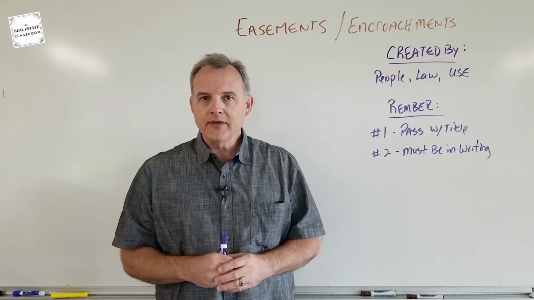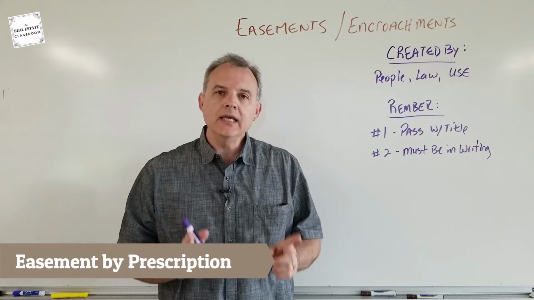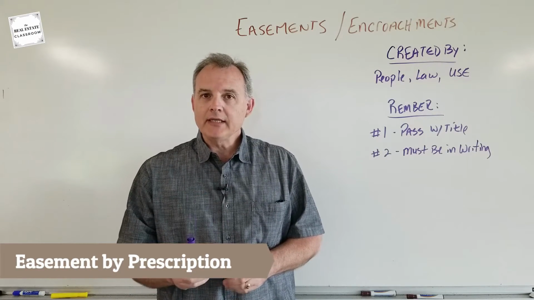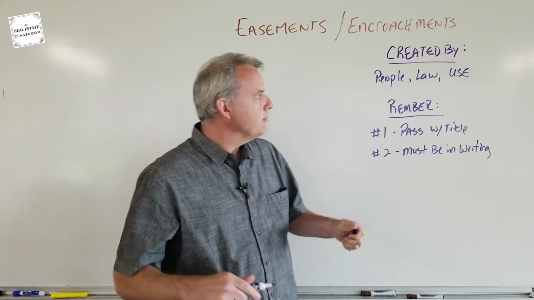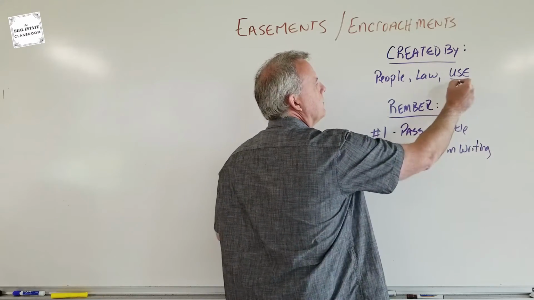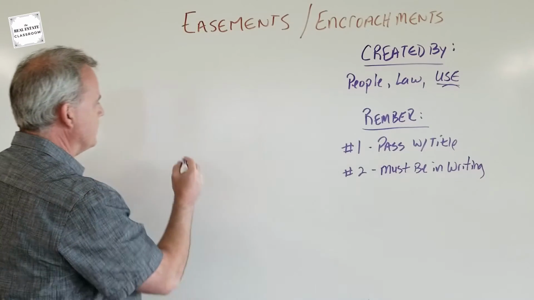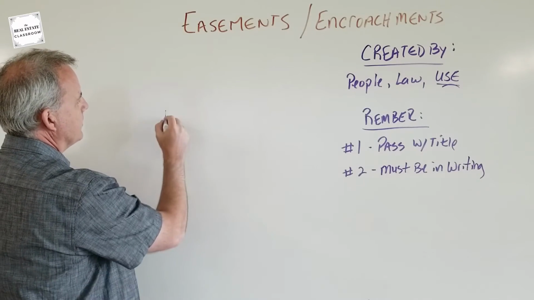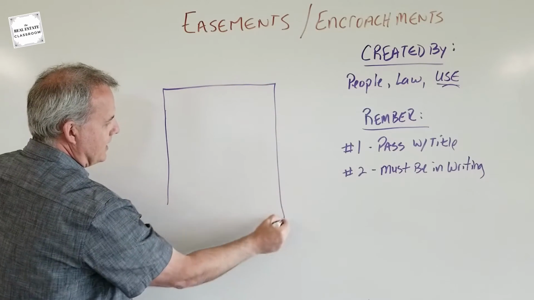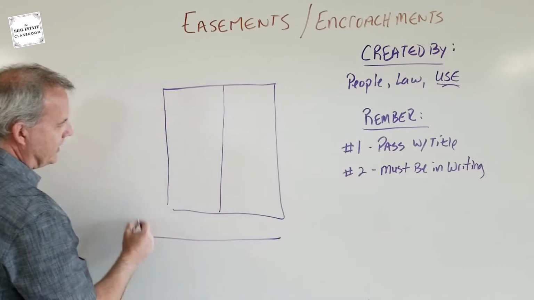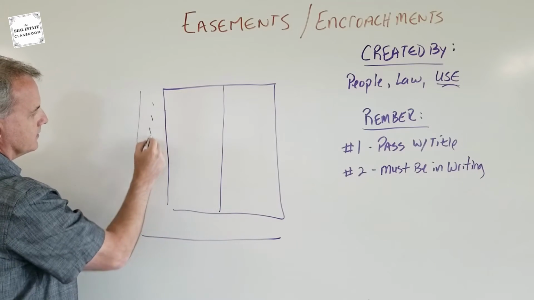Now, the last type of easement I want to discuss is what's called an easement by prescription. This is created by use. All right, easement by prescription is only created by use. So let's take a look at what I'm talking about here. So let's say that we have two property owners here, and they are side by side. And we have a highway here and a highway here.